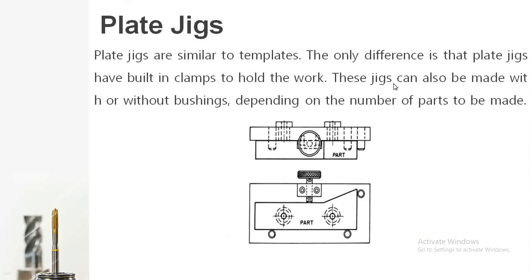These jigs can also be made with or without bushings, depending upon the number of parts to be made. Now, why are bushings inserted? Whenever there is less repeatability or batch type production, where the number of workpieces to be done is small, this type of jig is preferred without bushings. And whenever a large number of workpieces are to be generated in a repeated mode, or at a larger production rate, bushings are preferred, and bushings are also made of hardened steel.